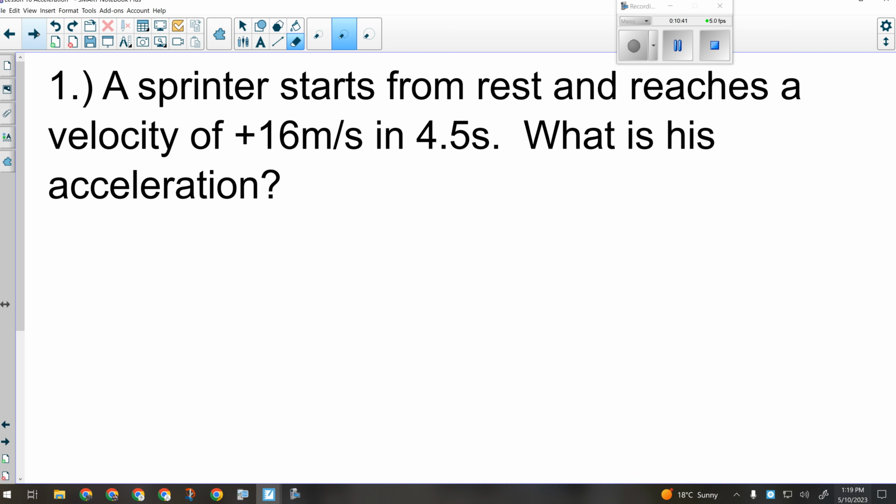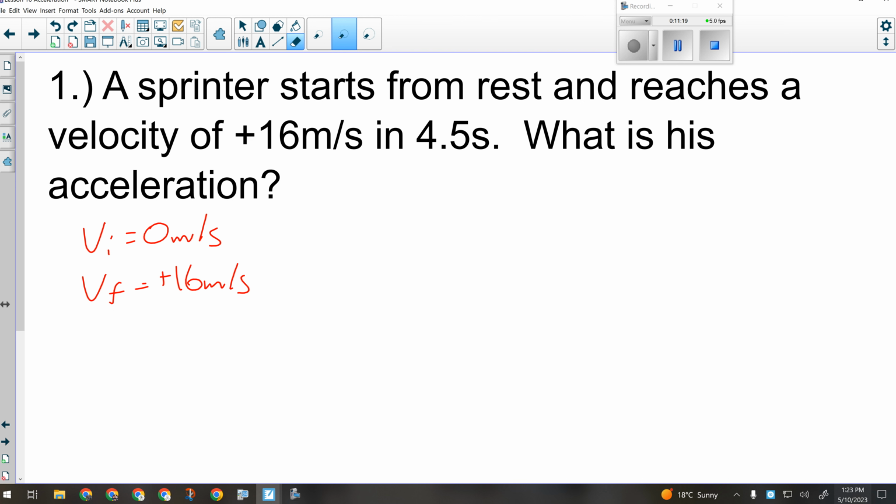Copy that one down and see if you can solve it. So first thing is we want to read the question and get the givens out of it. Okay, sprinter starts from rest. What did they just tell me? VI is 0. Okay, and reaches a velocity of positive 16 meters per second. That's VF. How do I know that? Because it says. It's like reading a story. I've got to do a little bit of reading comprehension. I've got to read that thing and understand the story.